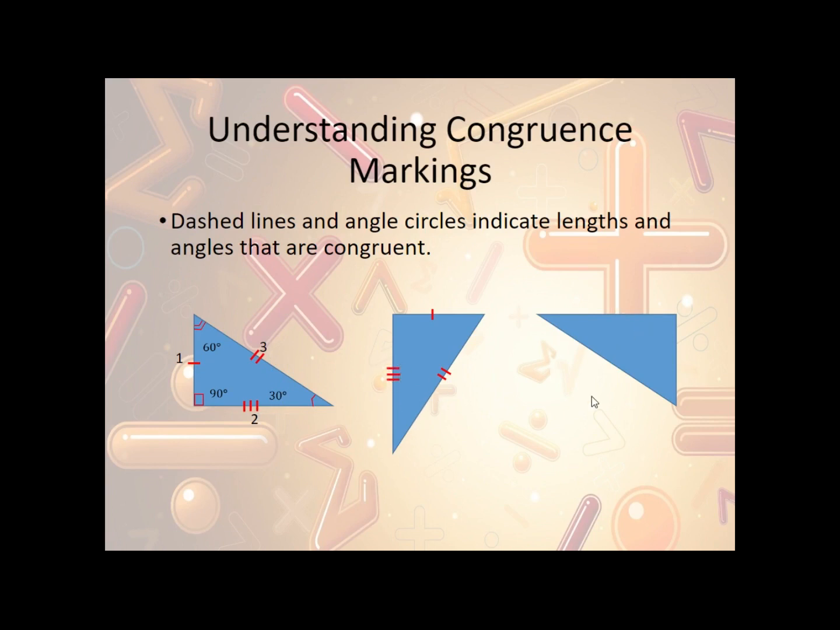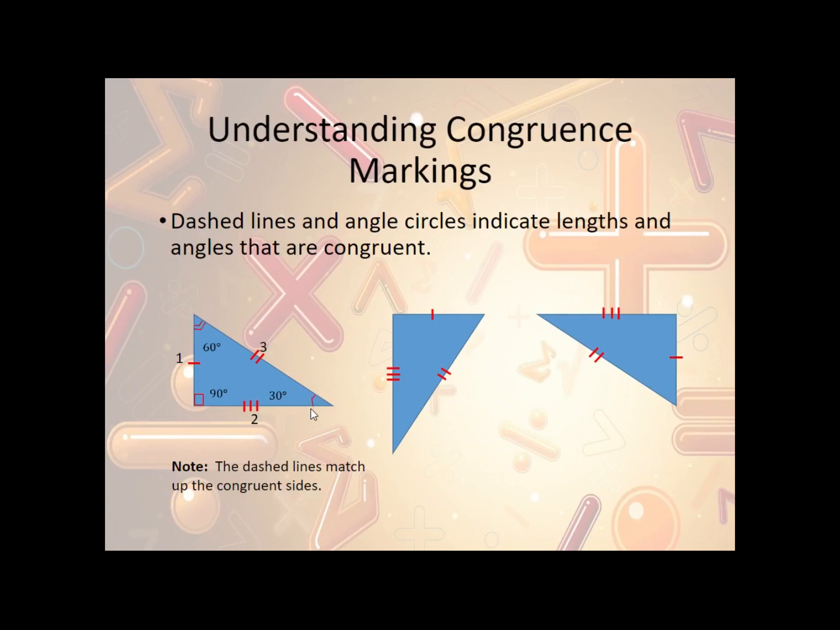And we can continue that on with this triangle as well. So we have single here, double here, and triple here. That indicates that all the triple dashes are congruent, all the double dashes are congruent, and all the single dashes are congruent. Now, same thing with the angles.